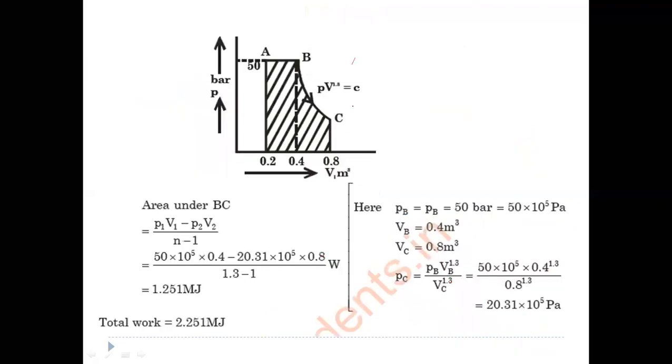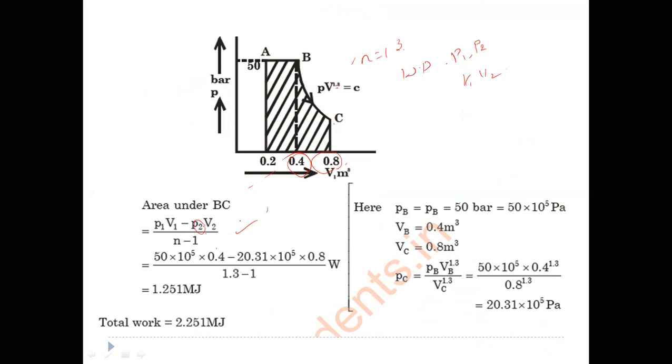In this process B to C, it is a polytropic process with index n as 1.3. The formula for work done for a polytropic process, when both pressures P1 and P2 and volumes V1 and V2 are given, is (P1 V1 minus P2 V2) by (n minus 1). We know one pressure here, 50 bar, and we know both volumes. If you observe the diagram, V2 is 0.8, V1 is 0.4. So we need to calculate the P2 value.